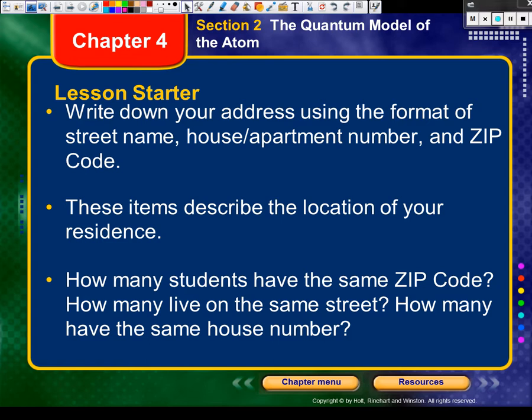Okay. After your zip code, write your street name. Like what street do you live on? Well, there's a reason we're doing this. And the last thing is your house number. So like what is the number on your mailbox? What's the number on your mailbox?